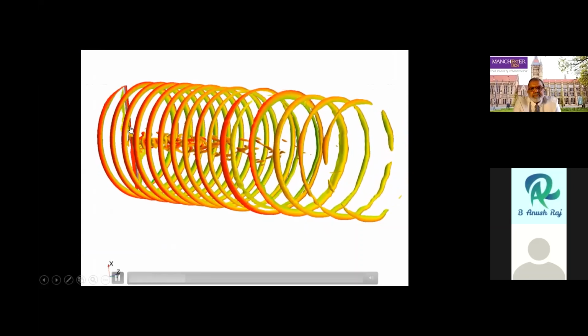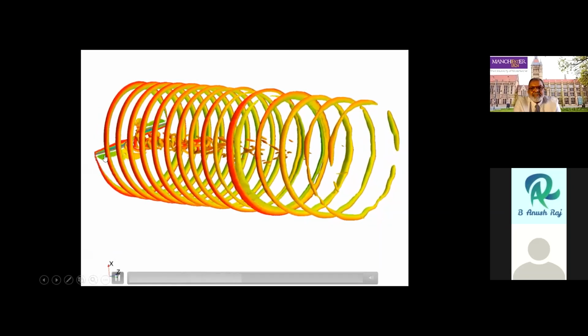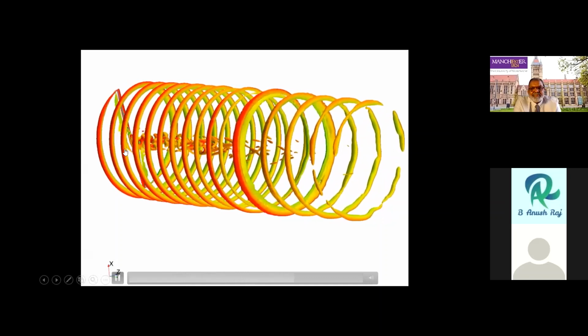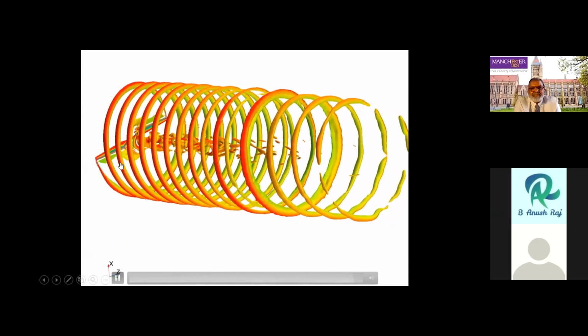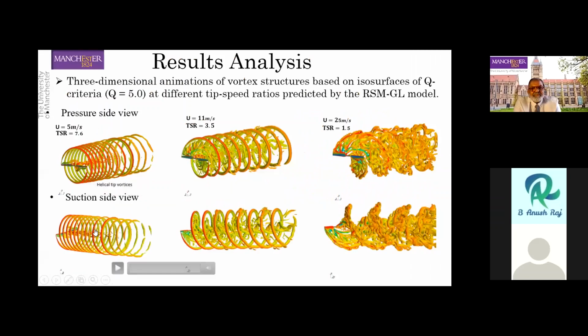Here, the view is from the suction side, or from the other side of the blade. We can see no separation at low wind speeds. This wind speed is 5 meters per second, and it shows no separation. This is why most of the turbulence models, which we saw in the previous slide, almost all of them returned reliable key parameters for the aerodynamic power.